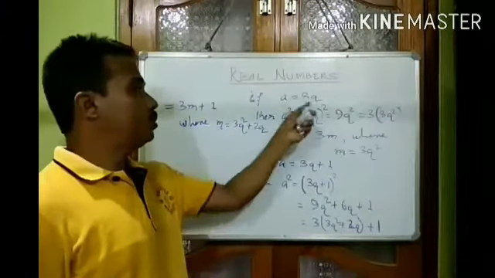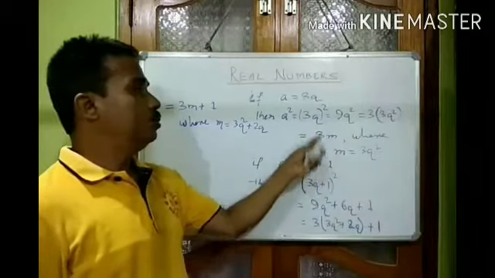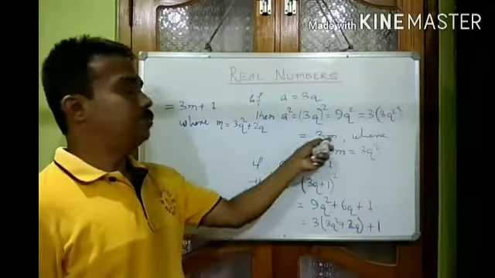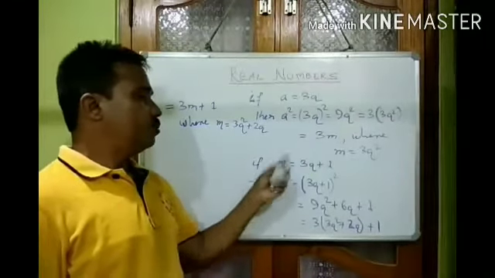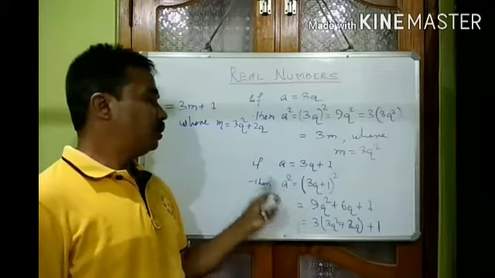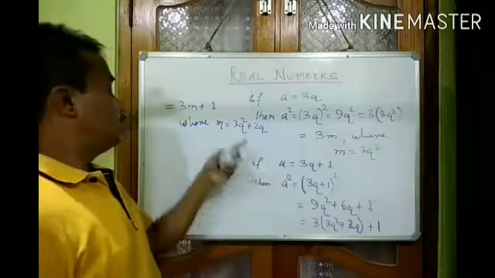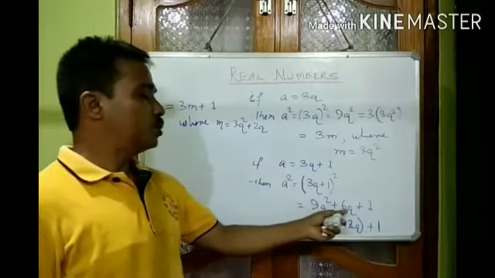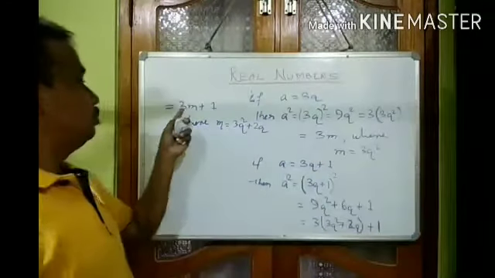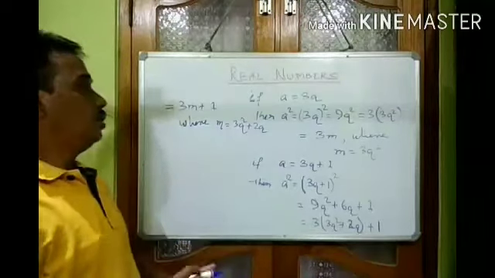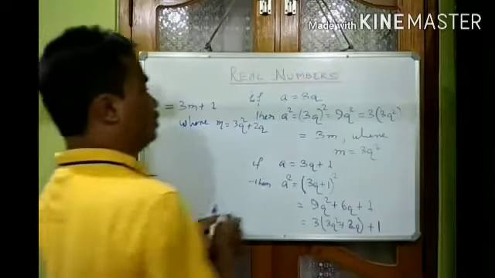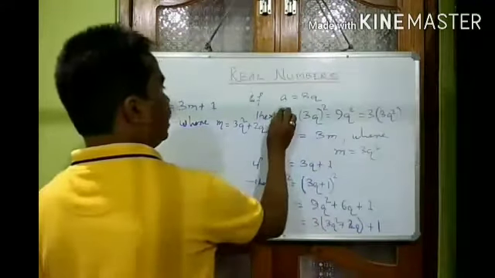If a is equal to 3q, then a square is equal to 9q square, which is of the form 3m. If a is equal to 3q plus 1, then a square is equal to 3q plus 1 whole square, which is ultimately equal to 9q square plus 6q plus 1, and it is also of the form 3m plus 1.